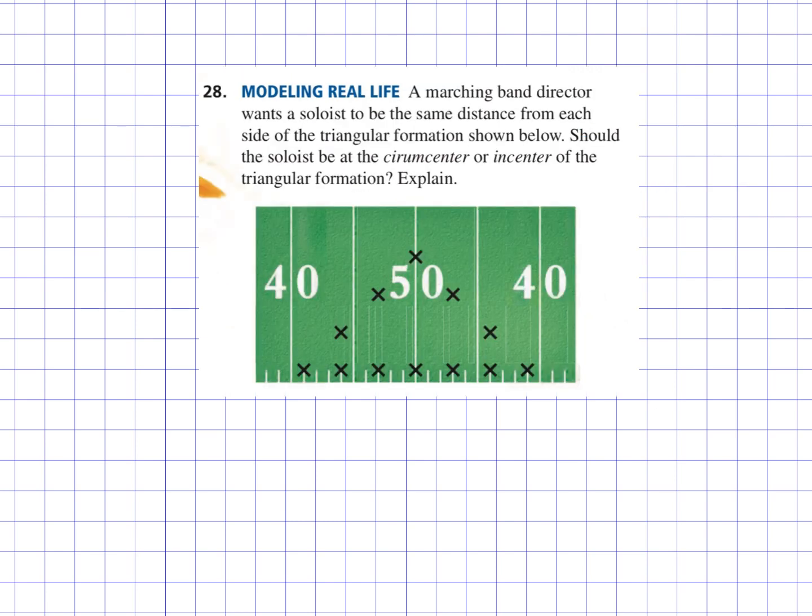All right, next one. Same thing, should it be circumcenter or incenter? So what are we doing? Marching band director wants a soloist to be the same distance from each side of the triangle. All right, so each side would be incenter. That's what you would need. Angle bisector. At that point would be equidistant to the sides. Okay, so if we do it in red, a perpendicular and a perpendicular, not a perpendicular bisector, perpendicular. All right, so incenter, and that's your homework.